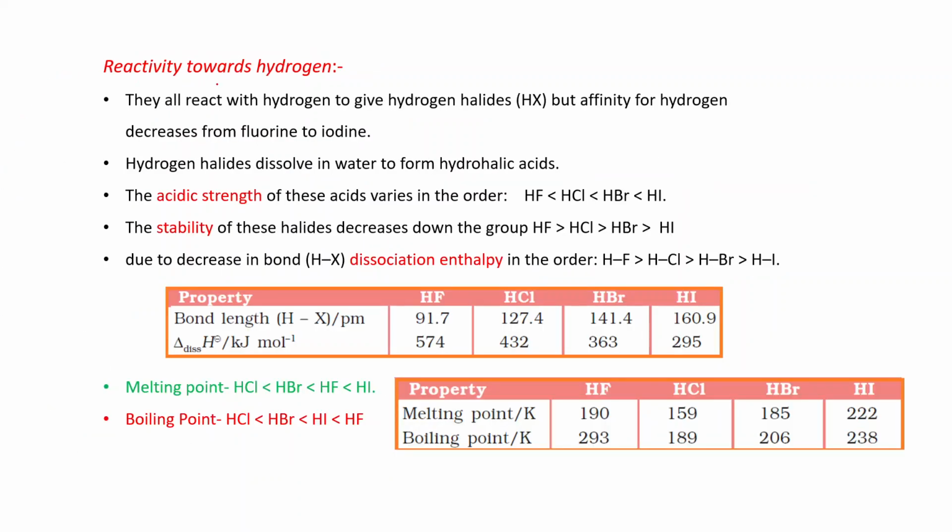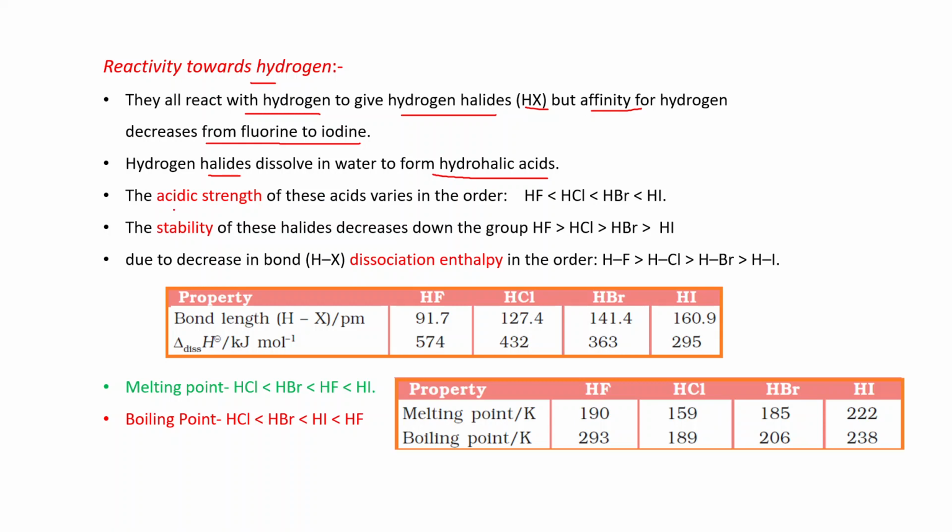Reactivity towards hydrogen. They all react with hydrogen to give hydrogen halides, that is HX. But affinity for hydrogen decreases from fluorine to iodine. You can say fluorine is the most reactive towards hydrogen and iodine is the least reactive. Hydrogen halides dissolve in water to form hydrohalic acids. For example, HCl: if this is in gaseous form, it is called hydrogen chloride, but if it dissolves in water, then it is known as hydrochloric acid.